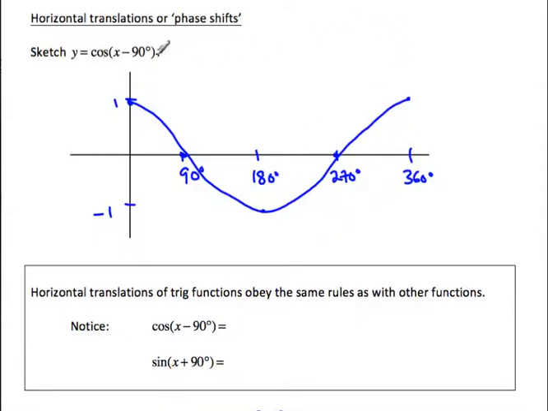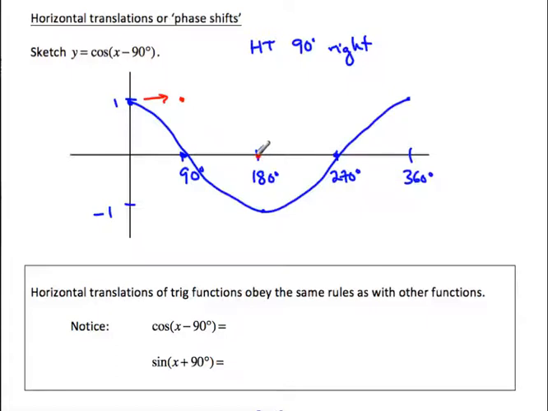Now, this is going to be a horizontal translation of 90 degrees to the right. Remember again, horizontal transformations are counterintuitive. Because this is minus 90, we're moving to the right. If it were plus 90, we'd be moving to the left. So each of these points is going to move 90 this way, or one major tick mark. So the first point ends up there.